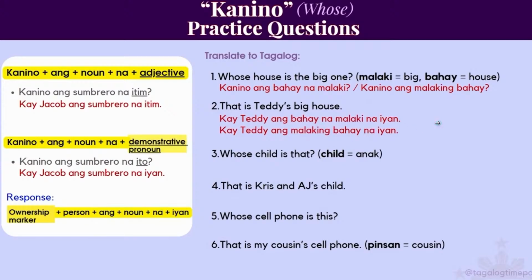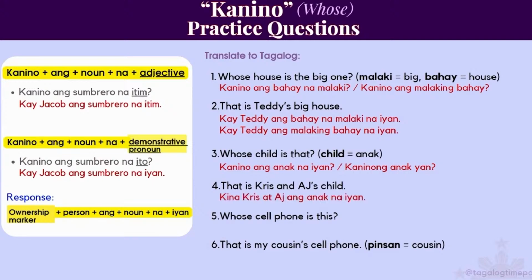Next, number 3, whose child is that? Child in Tagalog is anak. "Kanino ang anak na iyan?" So that's rule number 2. Kanino plus ang plus noun plus na plus the demonstrative pronoun. Or "kaninong anak yan?" This second part is how it would be pronounced. I just want to show you how it would be pronounced. It's not technically the correct spelling of things, but that's how you would hear it or say it quickly. "Kaninong anak yan?" Whose child is that?